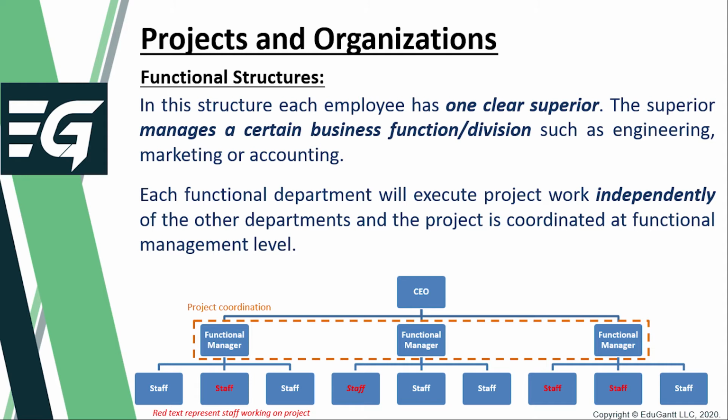Each functional department will execute project work independently of the other departments, and the project is coordinated at a functional management level. In other words, when we look at the organogram here below, the project coordination occurs at the functional manager level, which is the mid-tier level. And project staff can be distributed between various functions, and they have to be coordinated at the managerial level.